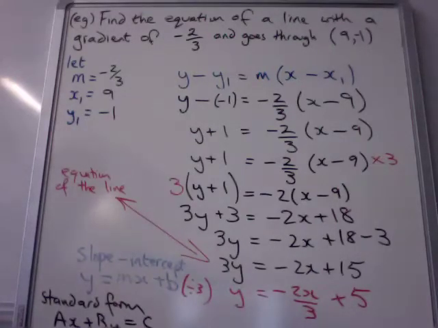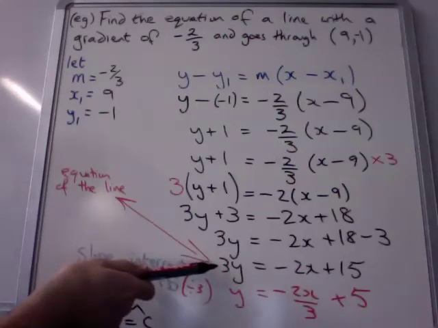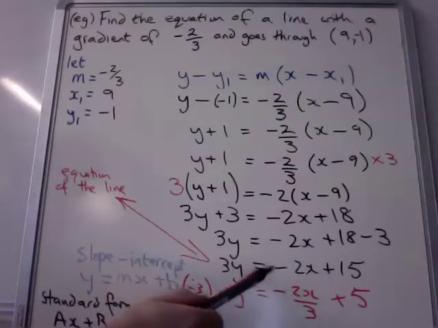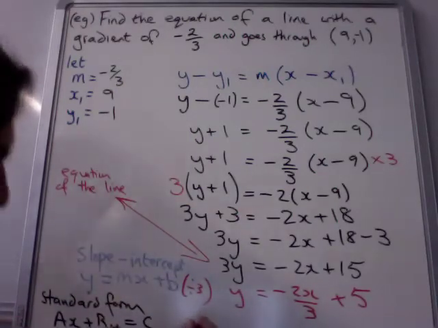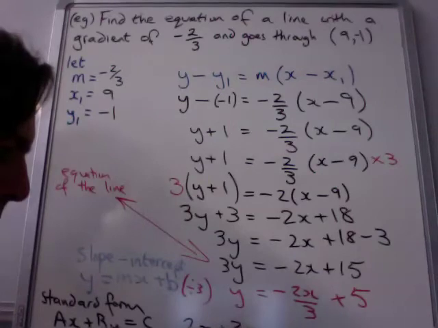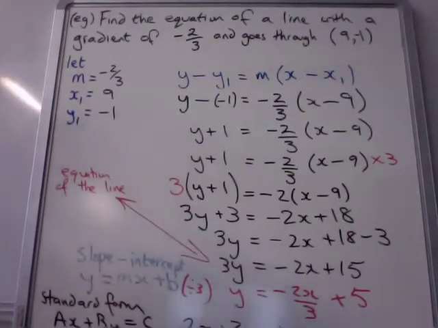So what I would do is go back to this line. I want x and y on the same side. Well, y is here. Let's bring this x across to be on the same side as the y, and that would become 2x plus 3y equals 15. Voila! We have it in standard form.